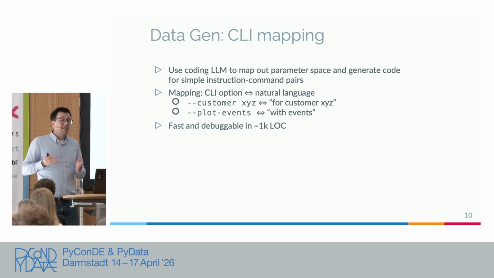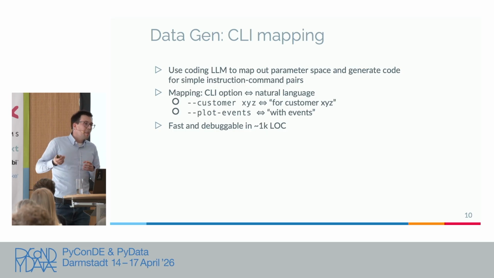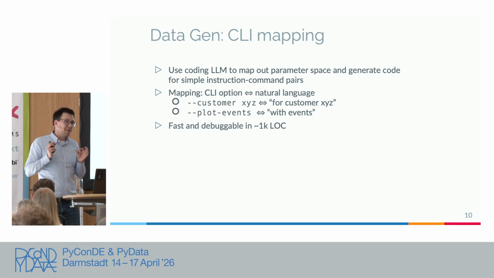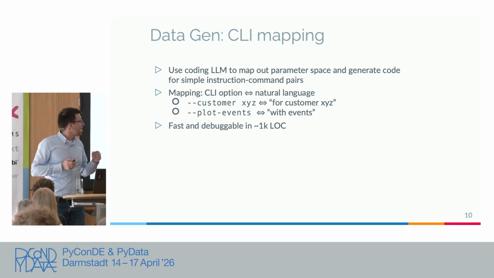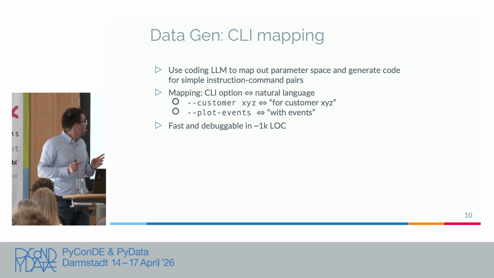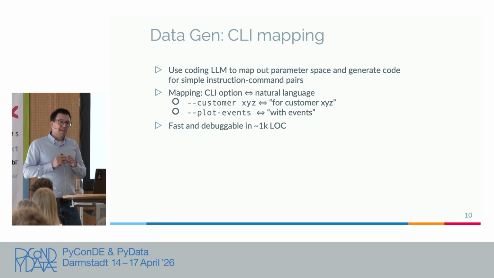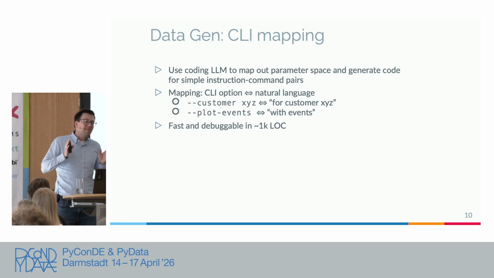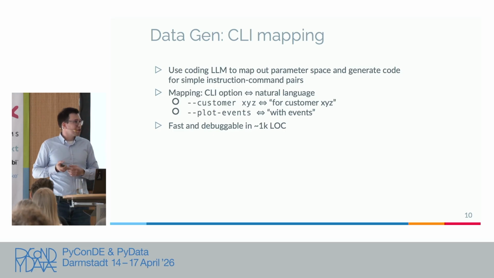But of course, you also need a natural language equivalent. What I came up with is small snippets of natural language, like for customer XYZ or with events. So you have an equivalency here. That gives you the ability to chain these little snippets, like with events, together. I will have an example on the next slide if you can't imagine what that looks like. But it already sounds kind of natural language-ish.